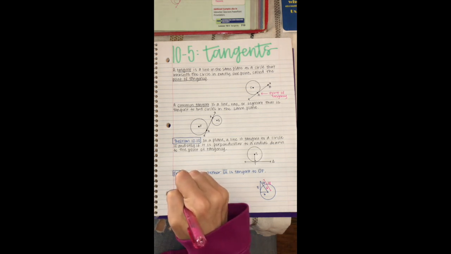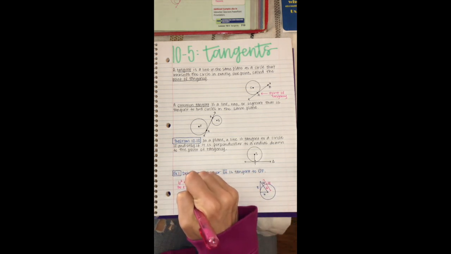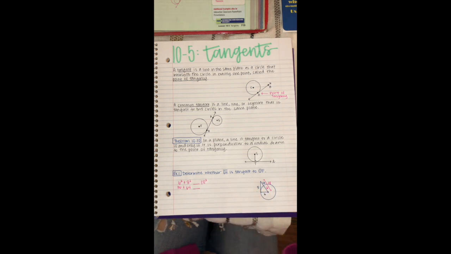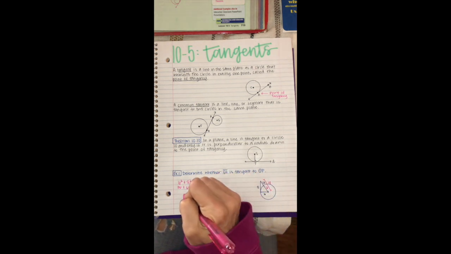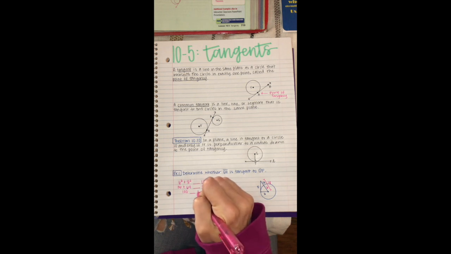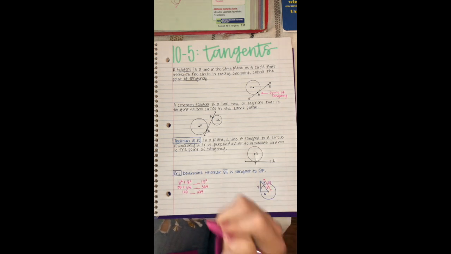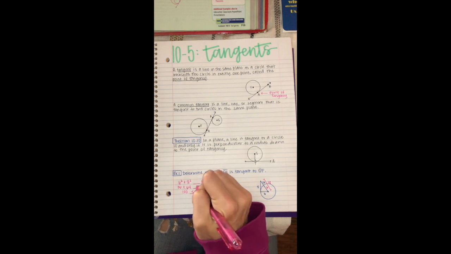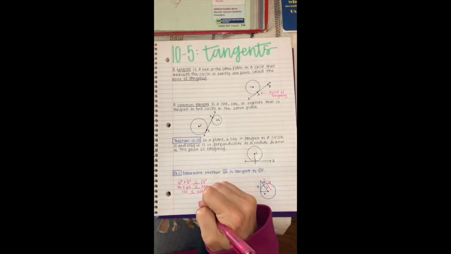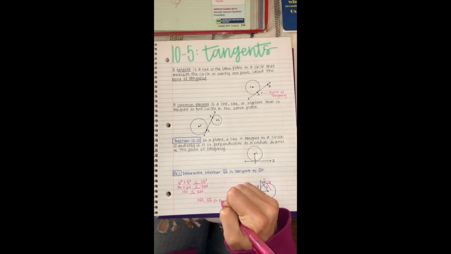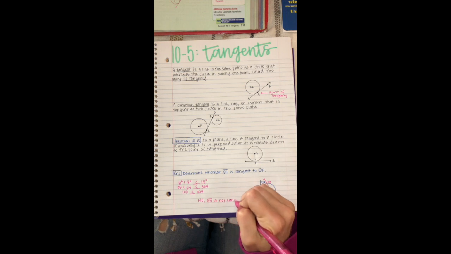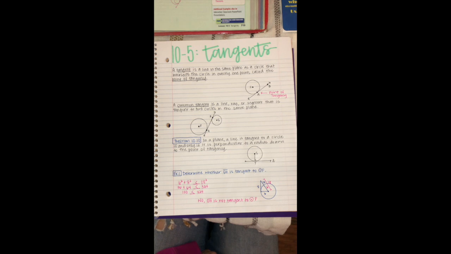And 6 squared is 36 plus 8 squared is 64. And then 18 squared is 324. So 36 plus 64 is 100. And we have 324. So we would not say that that is equal. This would actually be greater than. So this is not a right triangle, so no, GH is not tangent to circle F. And that would be our answer.